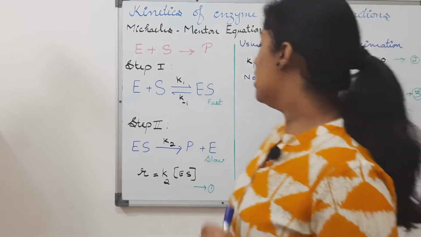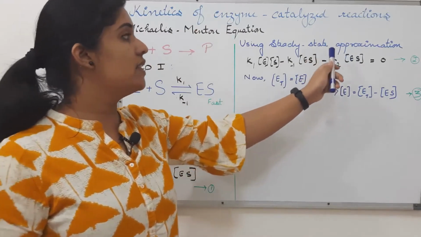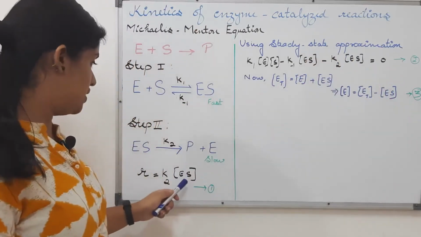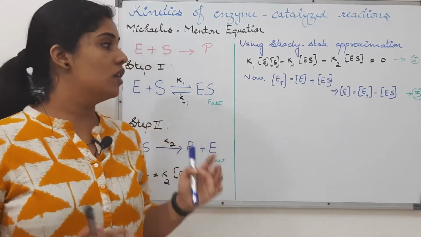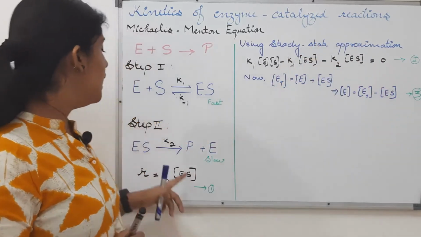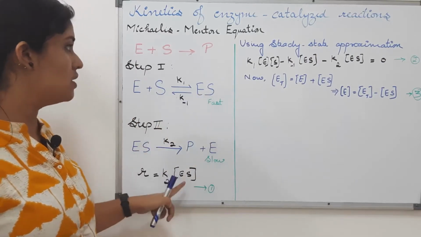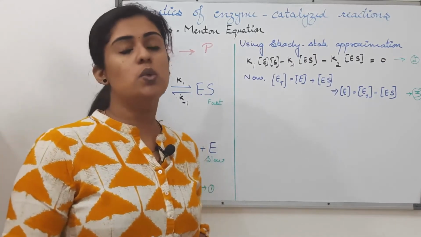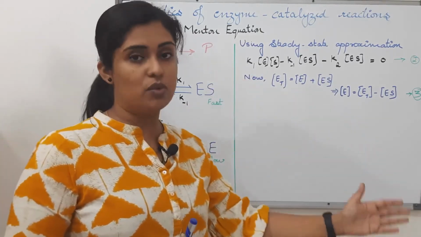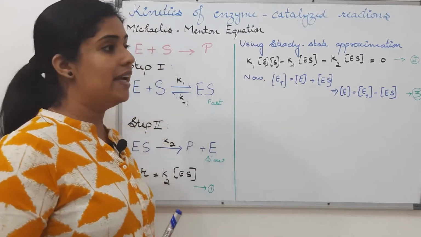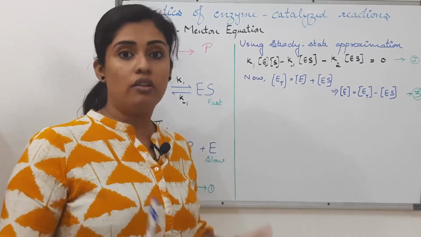For that, we need to consider the steady state approximation. So we are applying the steady state approximation to my ES, that is the enzyme substrate complex. Okay. So what does the steady state approximation say? According to the steady state approximation, the rate of formation of this ES, the active enzyme substrate complex, is equal to its rate of decomposition. Rate of formation of ES equals the rate of decomposition of ES, or if I bring it to the other side, I can say that rate of formation of ES minus rate of decomposition of ES is 0.